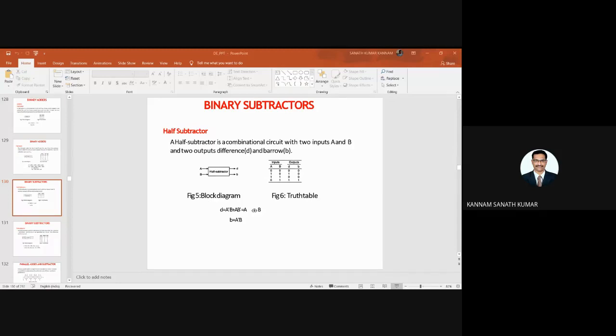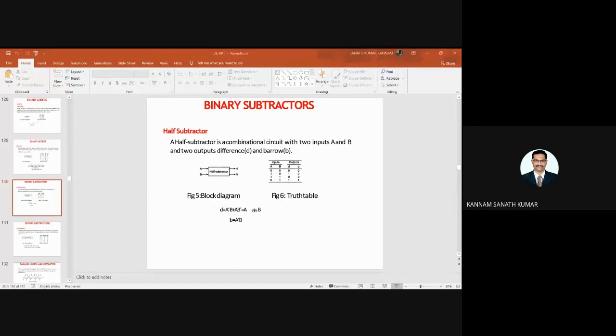When it is 0 0, you get the difference 0 and borrow 0. When it is 1 0, 1 minus 0, the difference is 1 and borrow is 0. And 1 minus 1 gives difference 0 and borrow 0. When you subtract the higher number from the lower number, that means 0 minus 1, you get the difference 1 and borrow 1.